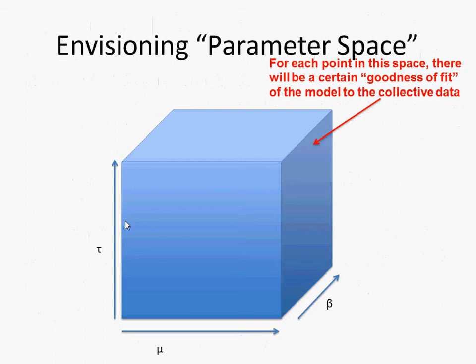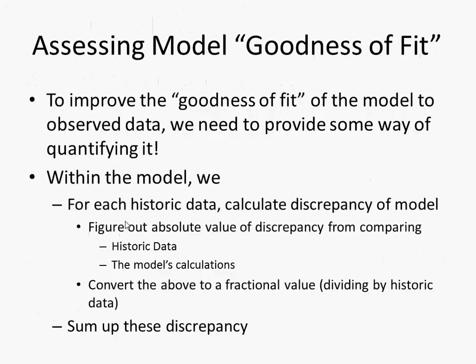Trying to explore this parameter space to find the best fit, the sweet spot where the model exhibits the best fit to the observed data. Now, one of the components is articulating a standard of goodness of fit. How do you know how good the fit is? Within the model, often what we'll do is for each historical datum, we'll calculate the discrepancy of the model from that for a particular run of the model, or a particular set of assumptions with the model, which may involve many realizations. And then we'll sum up these discrepancies, where these discrepancies are measured in fractional values.